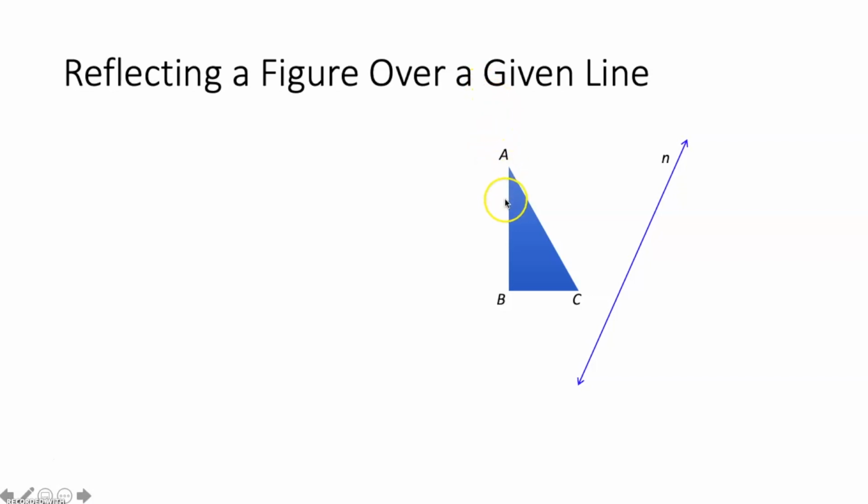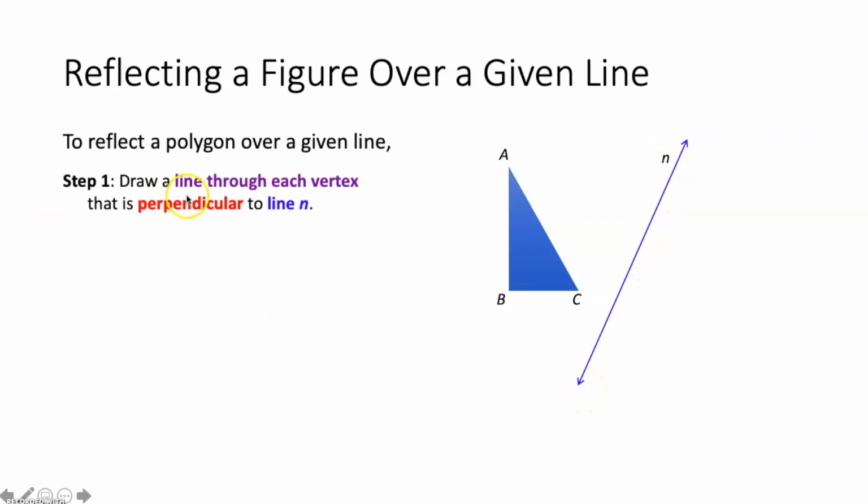Now let's talk about reflecting a figure over a given line. So this is where you reflect a given figure over a line and it's not in the coordinate plane. In order to reflect this triangle ABC over the line N, or in the line N, the first thing we're going to do, we want to draw a line through each vertex that is perpendicular to line N. So what I'm going to do is take a protractor and line it up with the bottom on line N. And I'm going to make the 90-degree line go through each vertex, each point, and draw a line that goes through line N and on the other side.